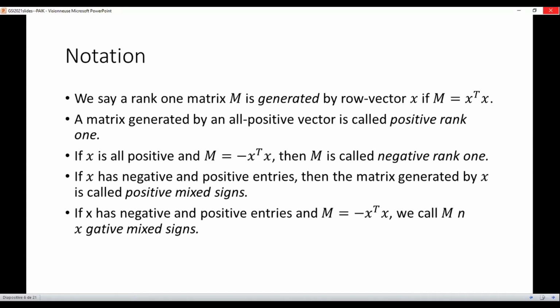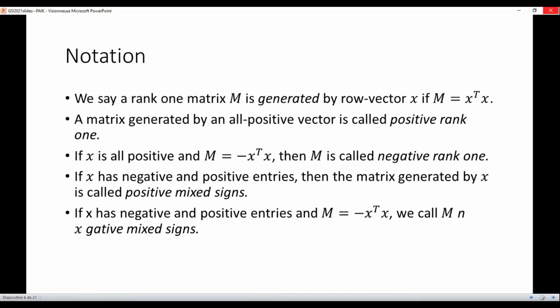Quickly, we say a rank 1 matrix is generated by a row vector X if M is X transpose times X. Then there are 4 cases. If all the entries of X are positive, we call it positive rank 1. If all the entries of X are positive and M is minus X transpose X, we call it negative rank 1. If X has negative and positive entries and M is X transpose X, then it's positive mixed signs.